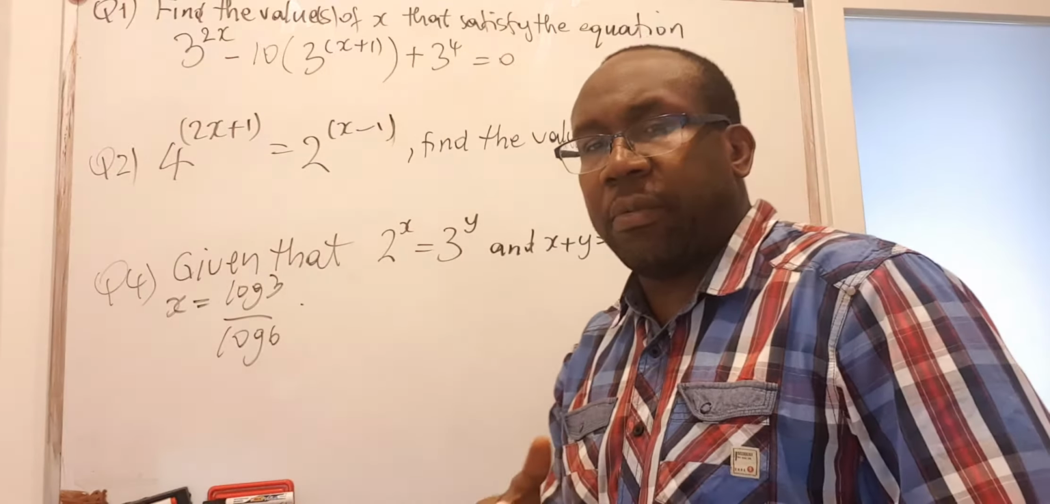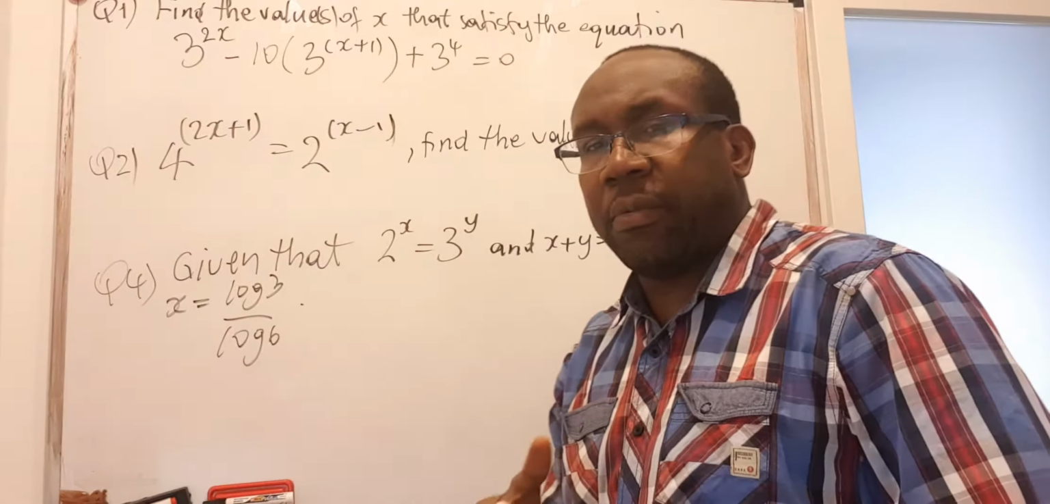There are a few others that I will mention. If I have a to the mn, then I can write this as a to the m, all that to the n. So if I have a base raised to a product of two powers, I can also write it as a to the first power, all that raised to the next power. For example, a to the power 2 times 3 is the same as a to the power 2, all that to the power 3, and that's the same as a to the power 6.